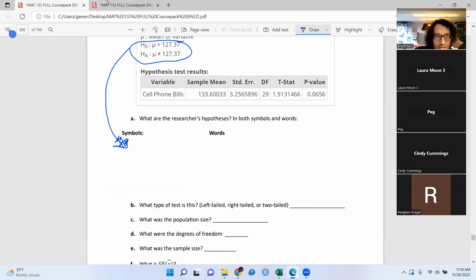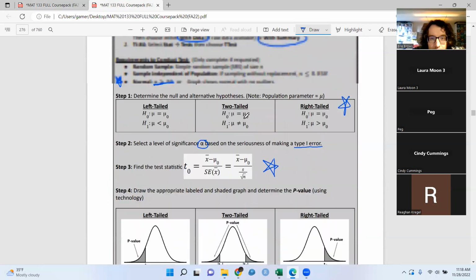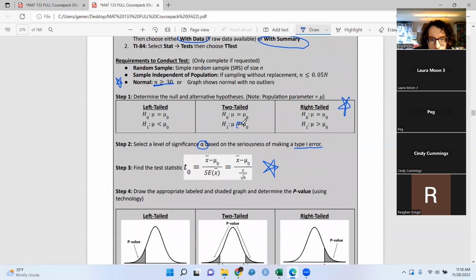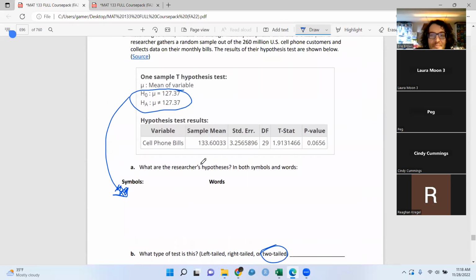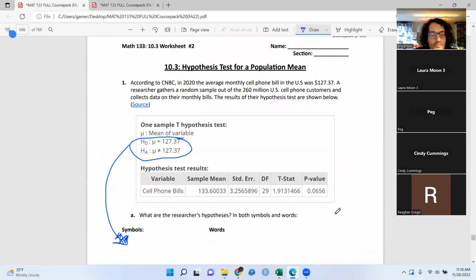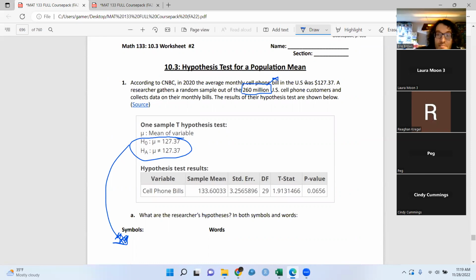So what type of test? Match the symbol with the name of it. Okay, two-tailed, right? That's pretty straightforward. What's the population size? Anyone find that? It's 260 million. That's the big N. Nailed it, y'all.